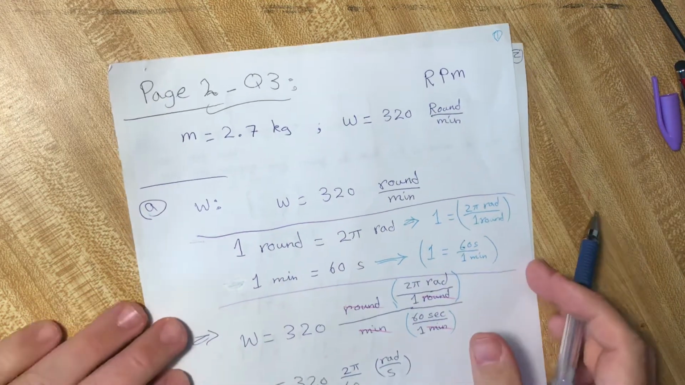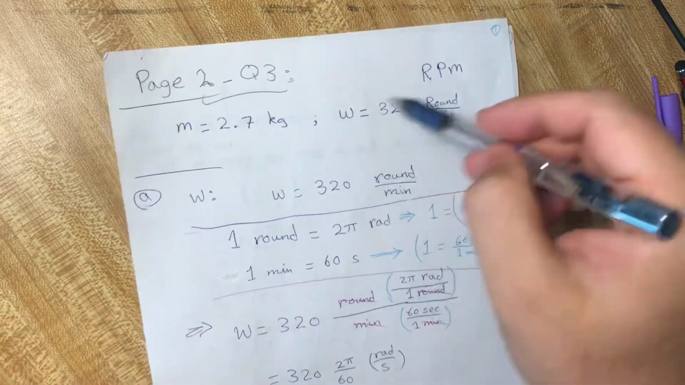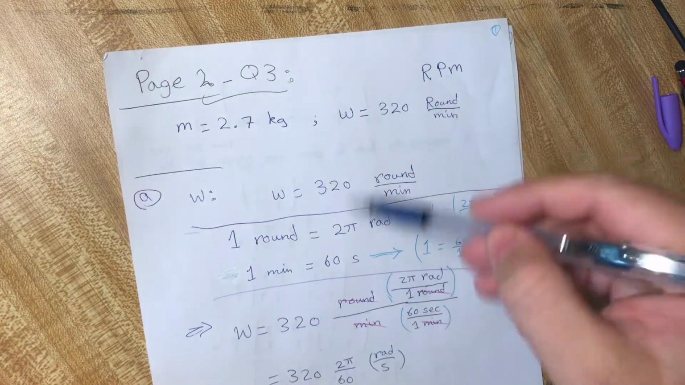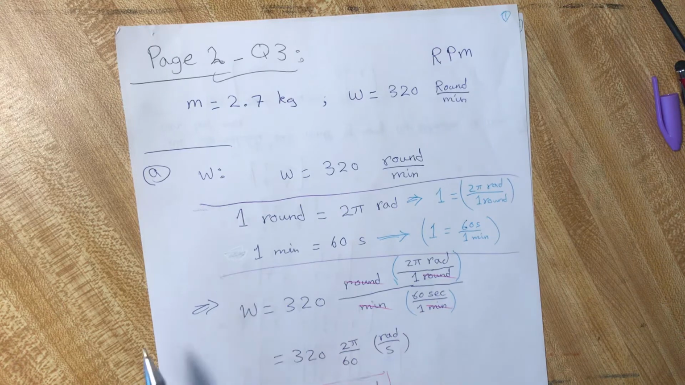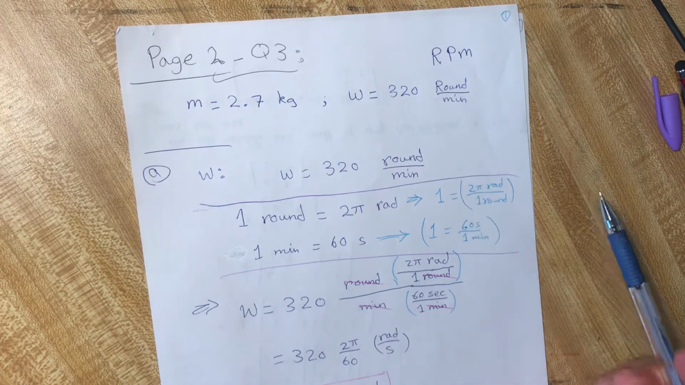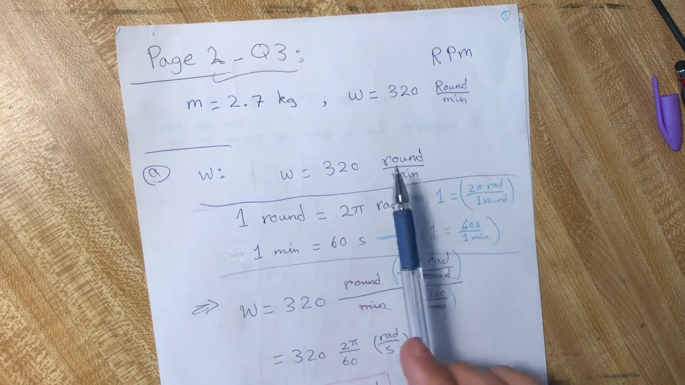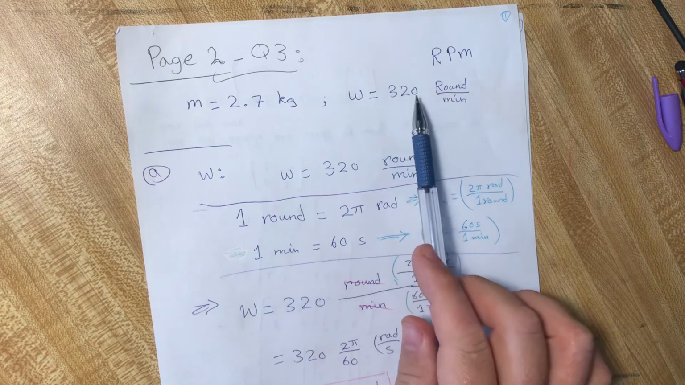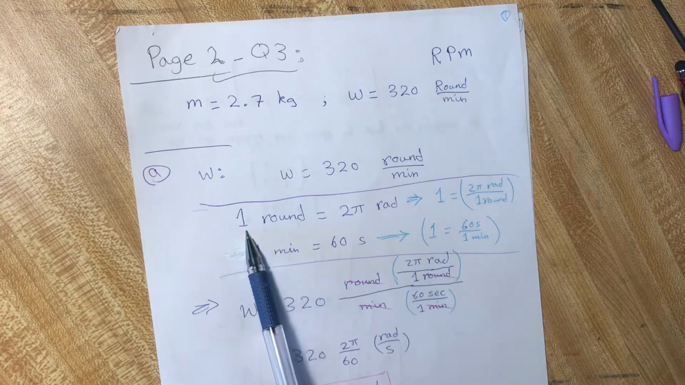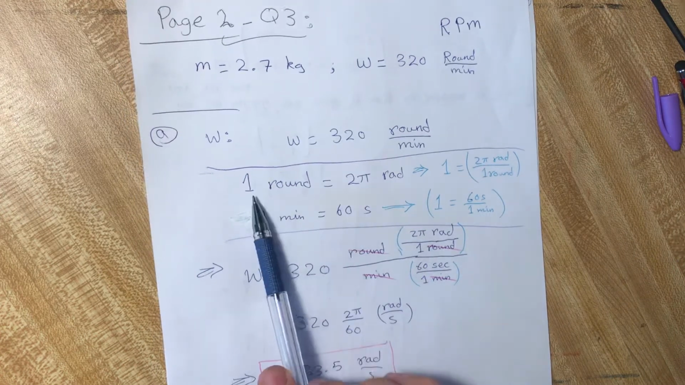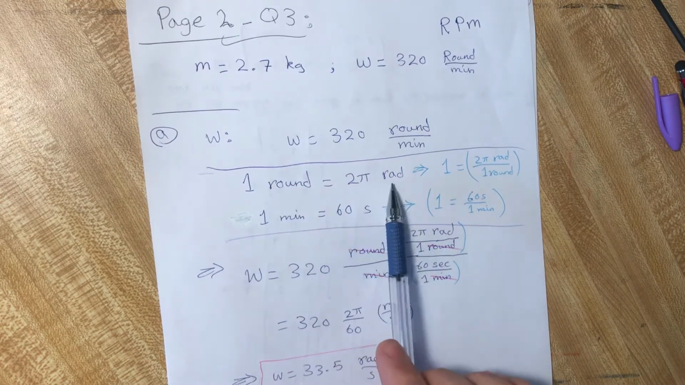You know that it will rotate 320 times in a minute. We need to find omega in radians per second. We can write omega is equal to 3. It is a different unit. We need to know that 1 round is equal to 2 pi radians.